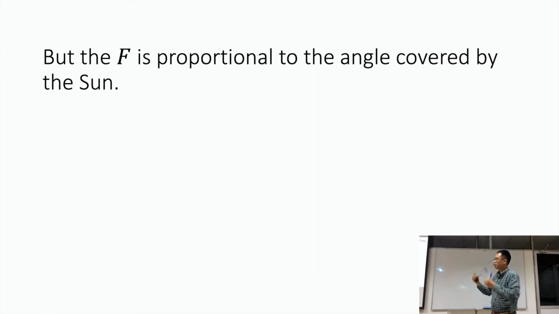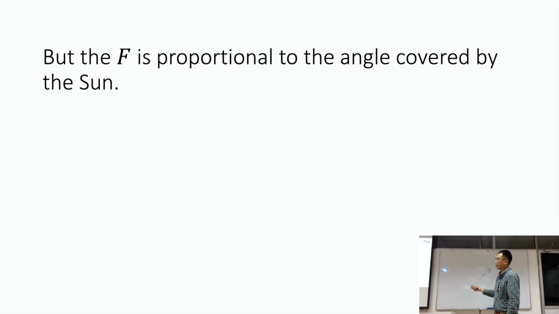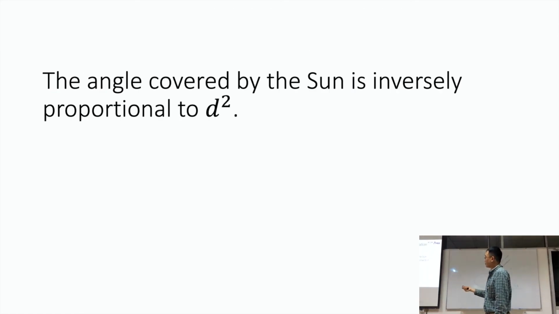Since the sun is so far away, the amount of actual energy that we receive is proportional to how much of the sky it covers. If it's close, it fills up the sky. If it's further away, then it just fills a small portion of the sky. So the F is proportional to how much of the sky is covered by the sun. Now the angle covered by the sun, or the steradian, is inversely proportional to d square, the distance of Earth from the sun.